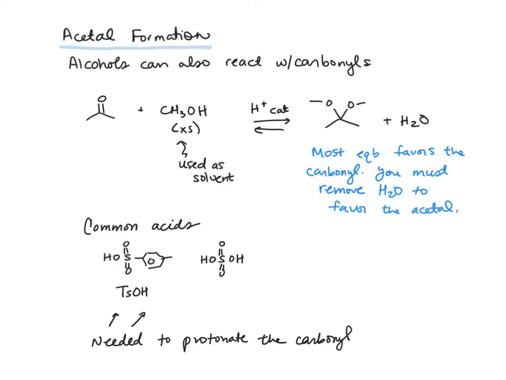The next section in this reaction of oxygen nucleophiles with carbonyls focuses on acetal formation. Acetals are groups where you've got two R groups and then two ether functional groups. This happens by treating a carbonyl with an excess of an alcohol, such as methanol, with an acid catalyst. Often the alcohol is used as a solvent in this reaction, and what we produce is water. Most equilibrium favors the carbonyl, and you must remove water to favor the acetal formation. Common acids used in acetal formation are tosic acid and sulfuric acid. These are needed to protonate, again, the carbonyl.